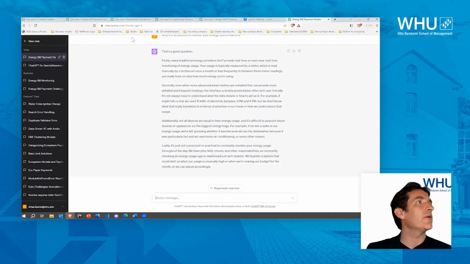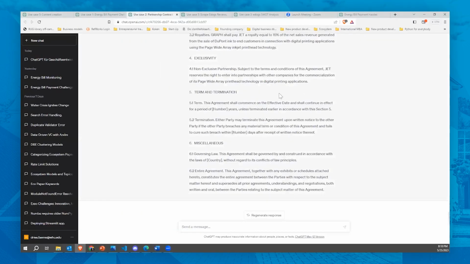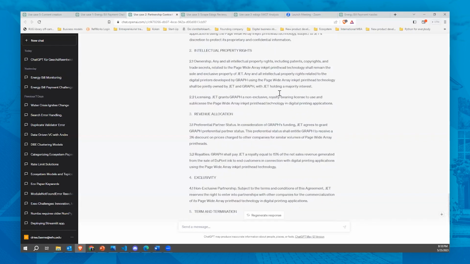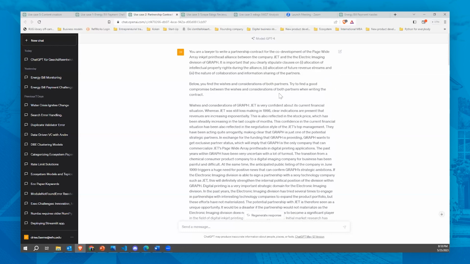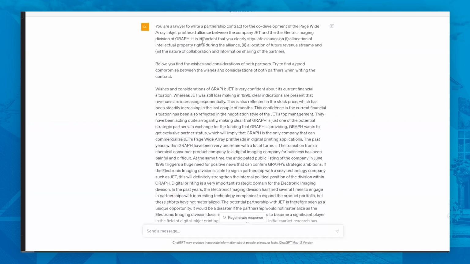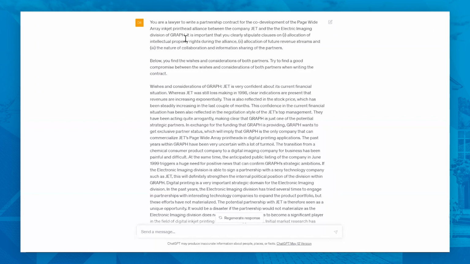This is one that I already prepared. So let me briefly go to the top here so that you can see what I prompted. So again, the same system. So in the prompt, what am I saying? You are a lawyer to write partnership contracts for the co-development of the page-wide array inkjet printhead between the company Jet and the electric imaging division of Graph.